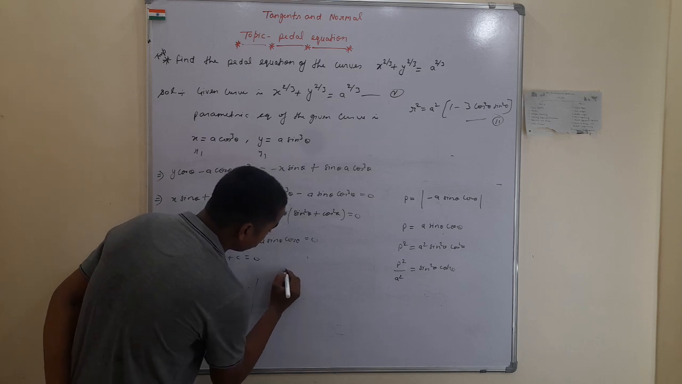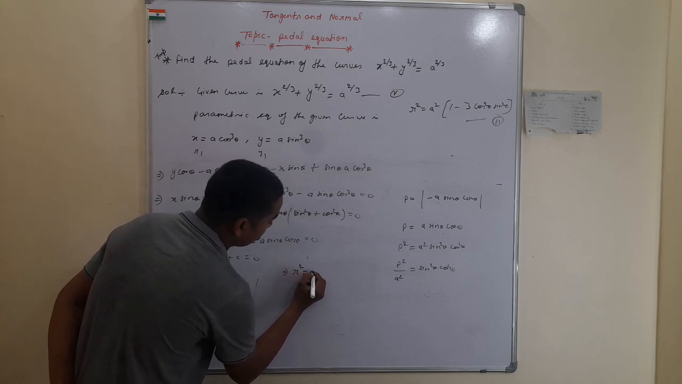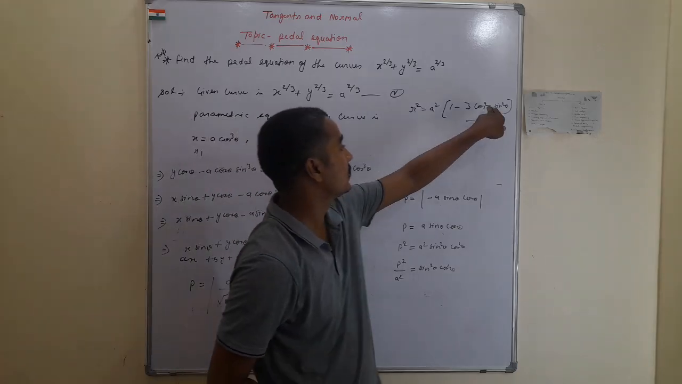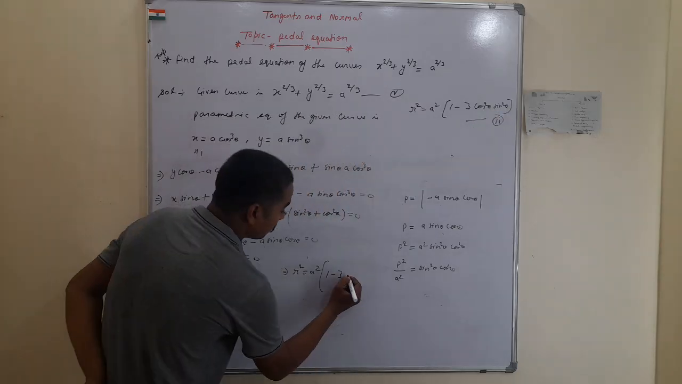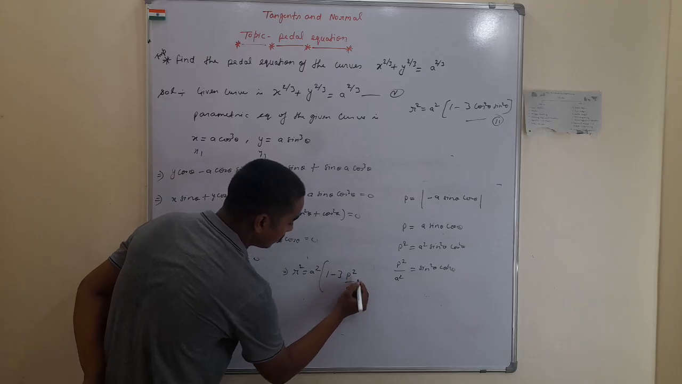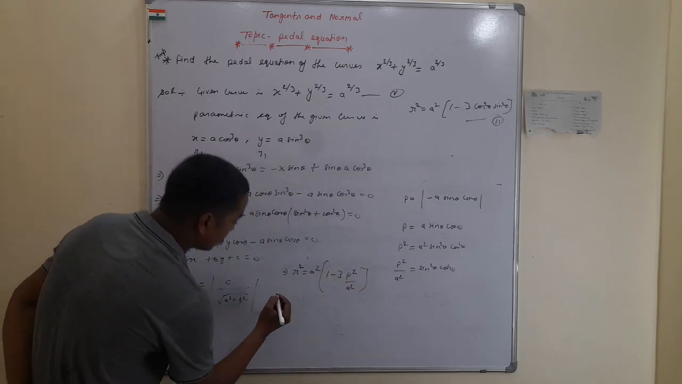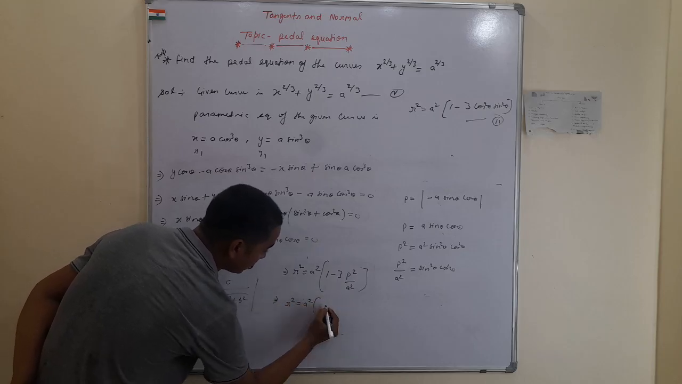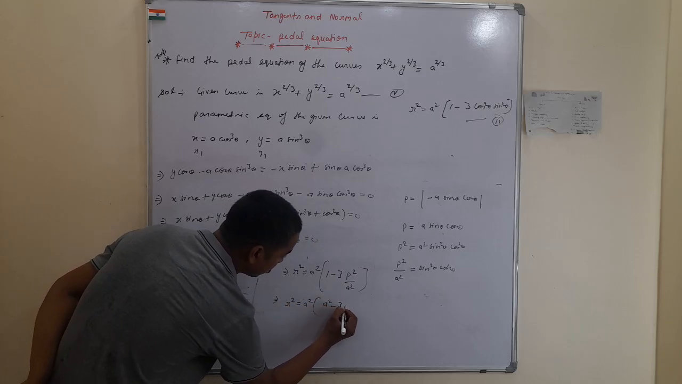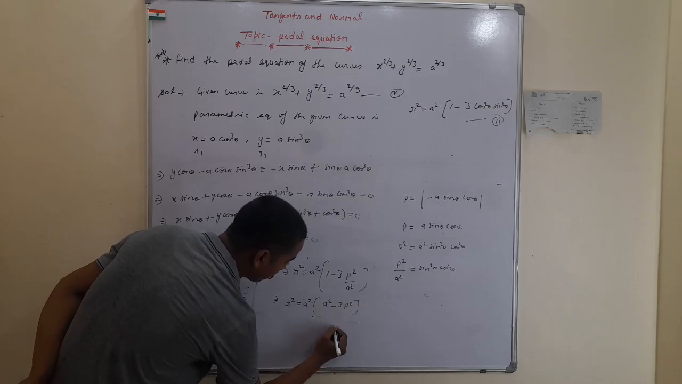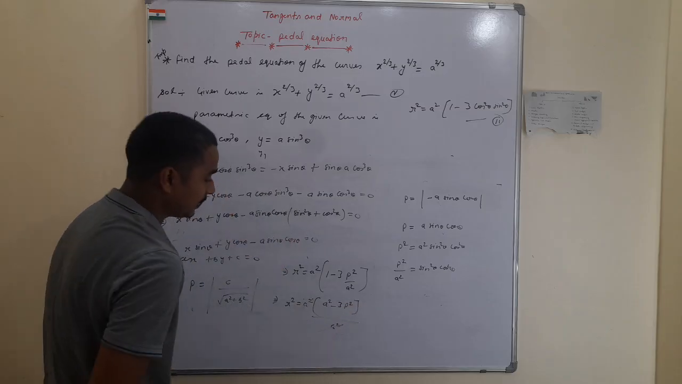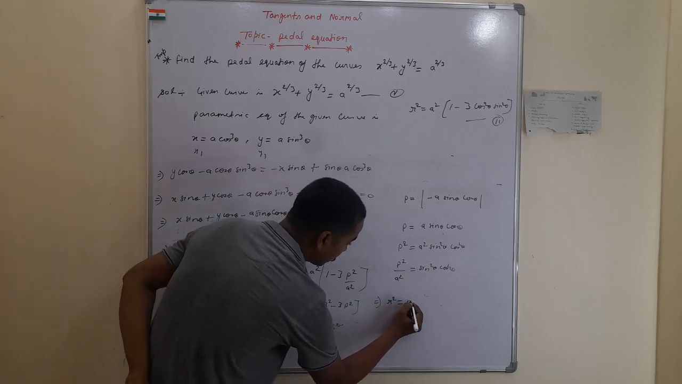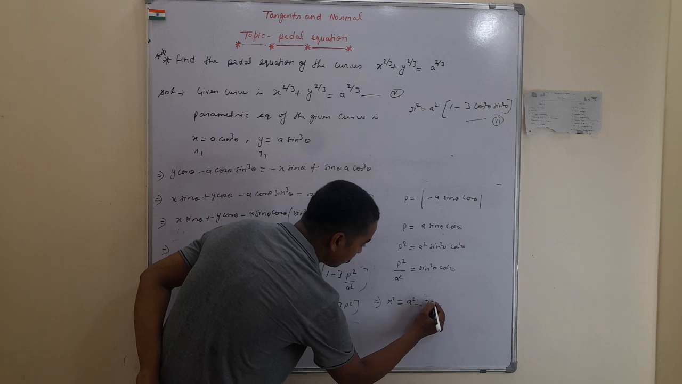This gives r square is equal to a square into 1 minus 3, and in place of cos square theta into sin square theta we have to put in p square upon a square, and we have to solve here. This gives r square is equal to a square, taking LCM here, a square minus 3p square upon a square. A square upon a square is cancelled out. Then the remaining is here, r square is equal to a square minus 3p square.